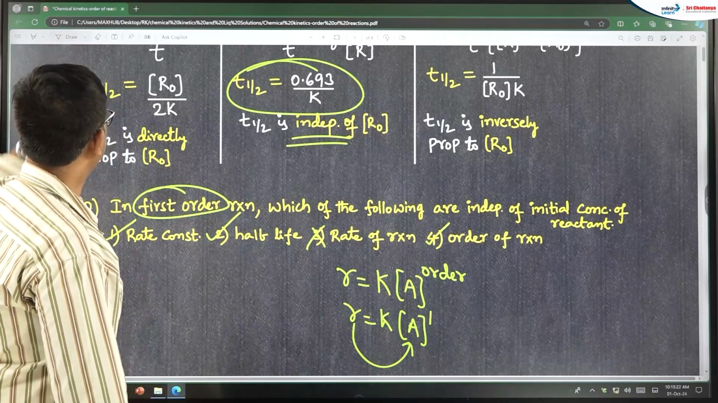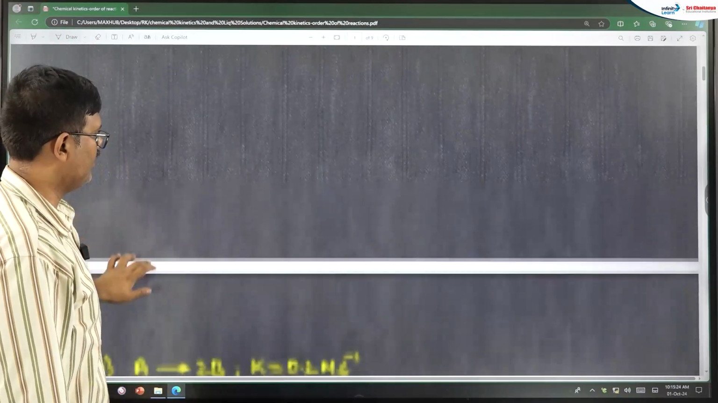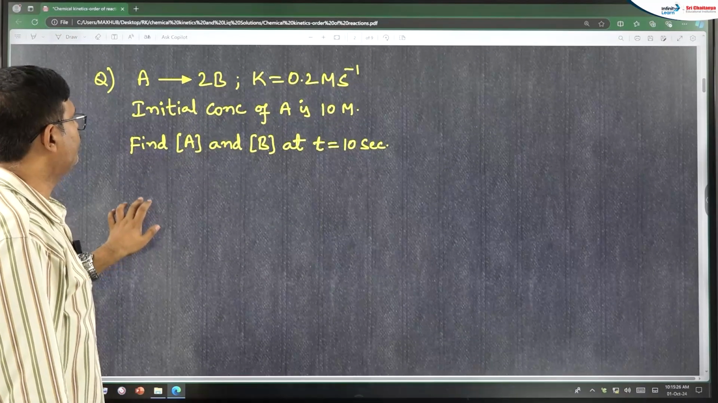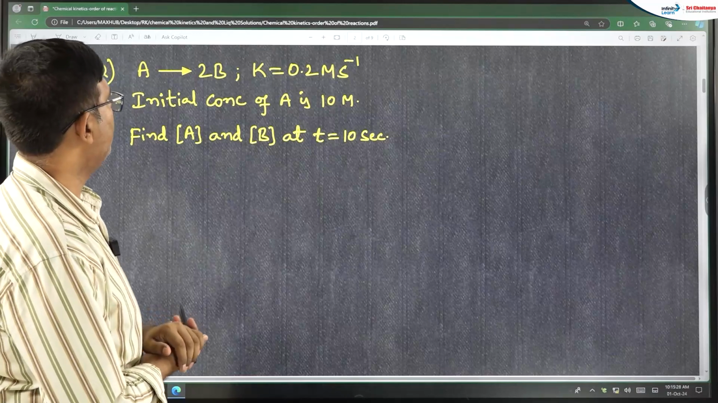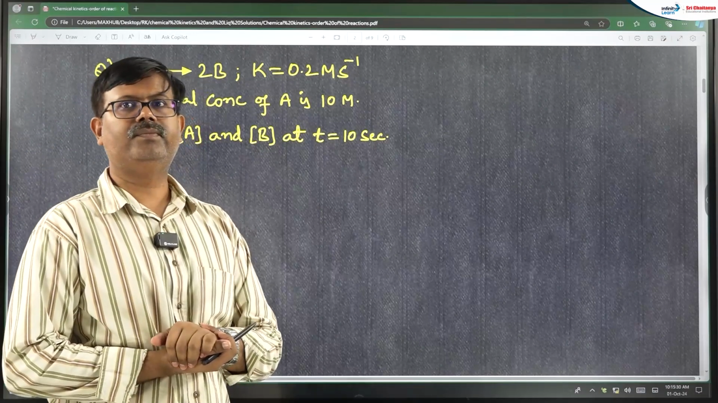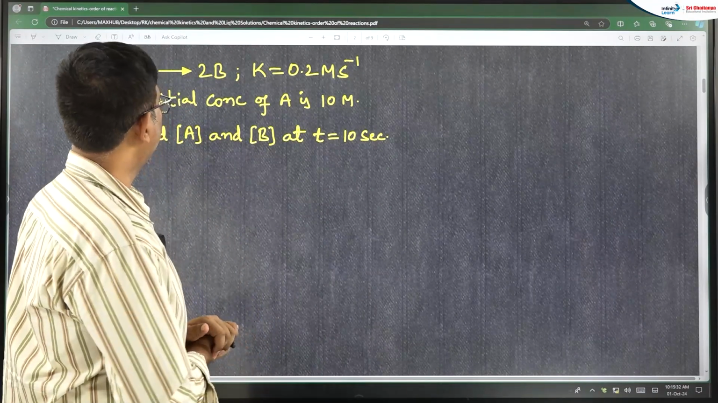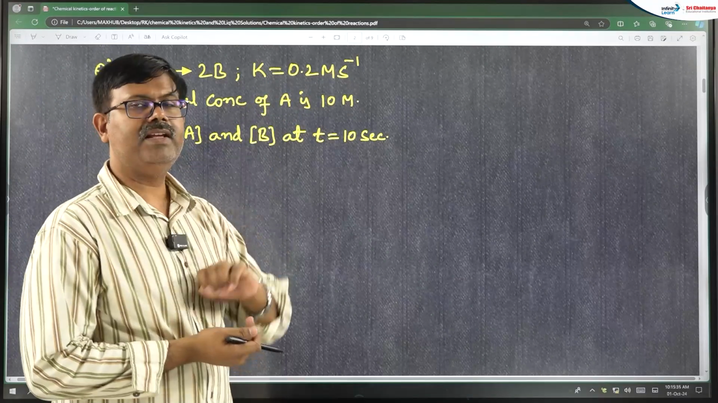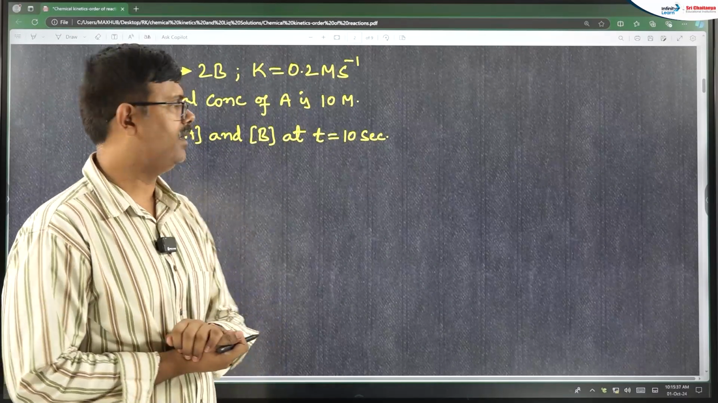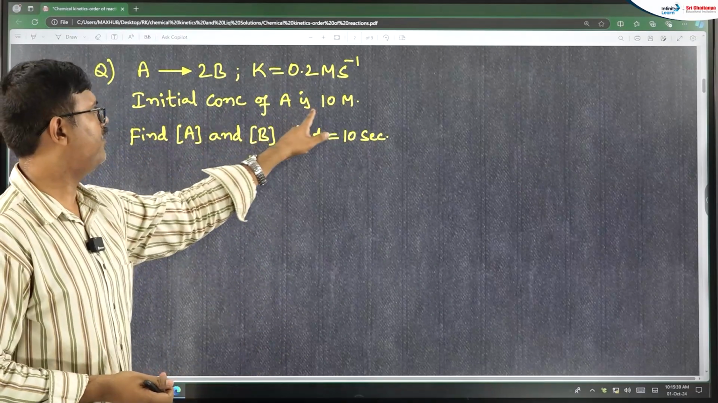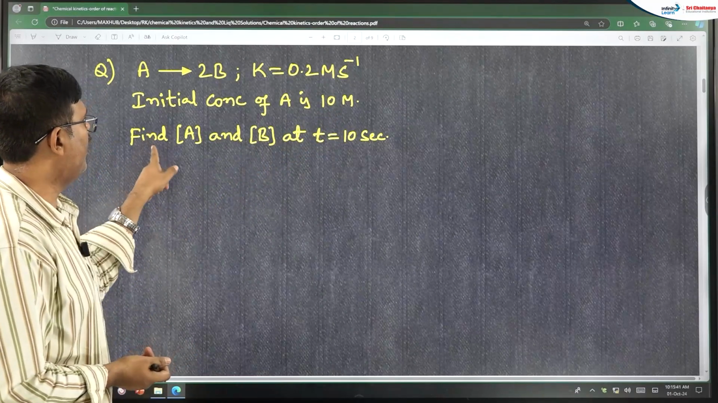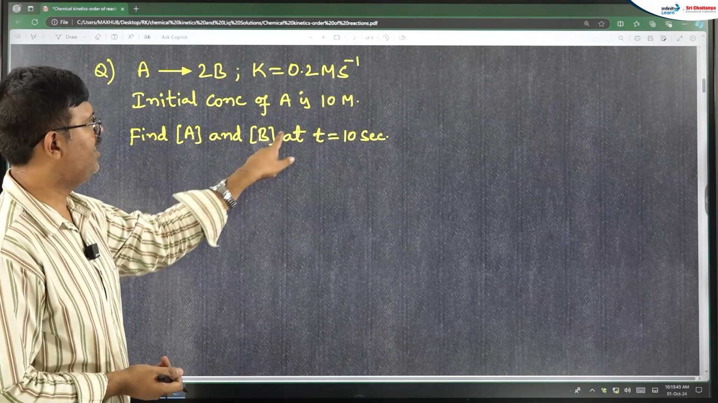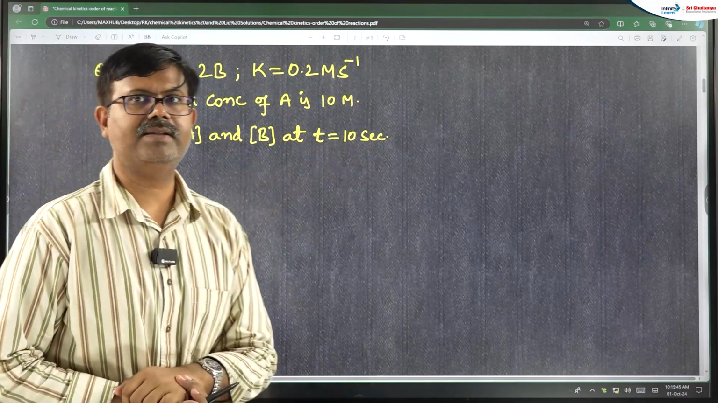Next, we will see another question. A gives B. Now here, K is given as 0.2 molarity per second. The initial concentration of A is 10 molarity. Find A and B at T equal to 10 seconds.